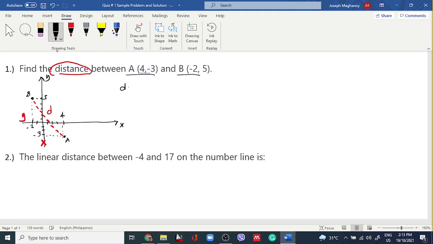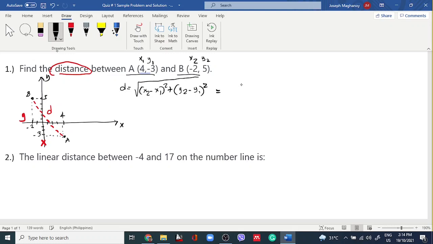To determine the distance, we need to use the distance formula. That is D is equal to square root of (x sub 2 minus x sub 1) squared plus (y sub 2 minus y sub 1) squared. So this is your x sub 1 for your point A, and this is your y sub 1. For point B, this is your x sub 2 and this is your y sub 2. So substitute the given values for A and B into the distance formula.